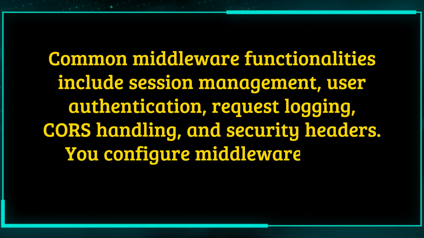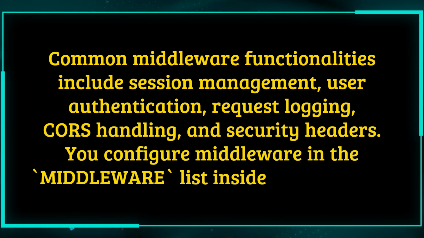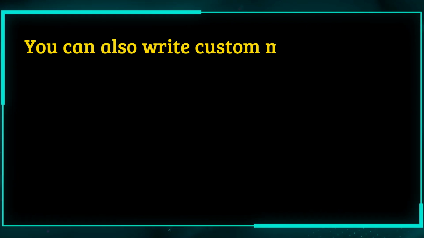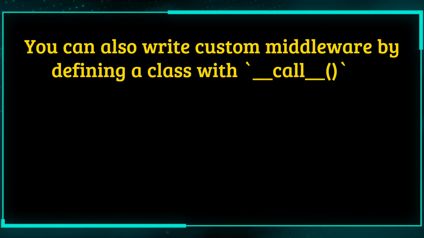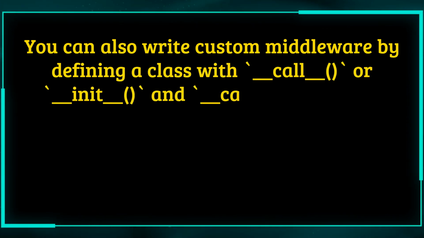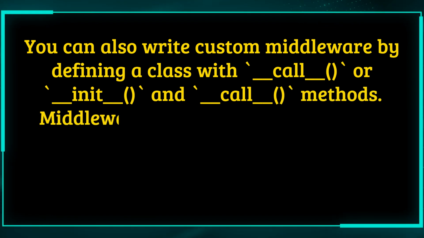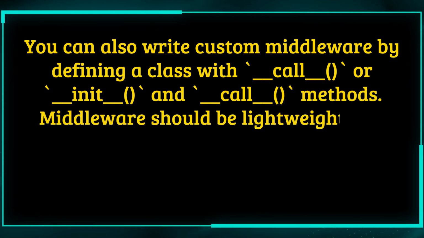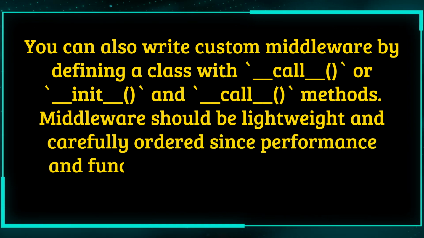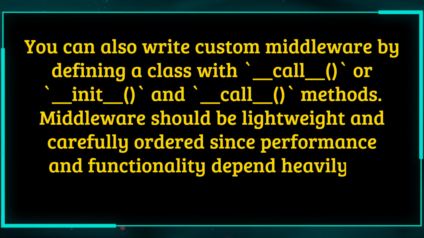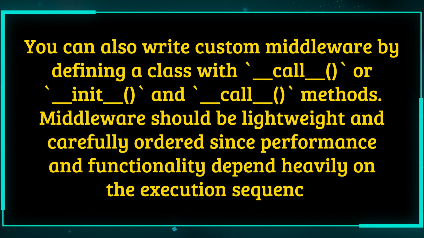You configure middleware in the MIDDLEWARE list inside settings.py. You can also write custom middleware by defining a class with __init__ and __call__ methods. Middleware should be lightweight and carefully ordered since performance and functionality depend heavily on the execution sequence.